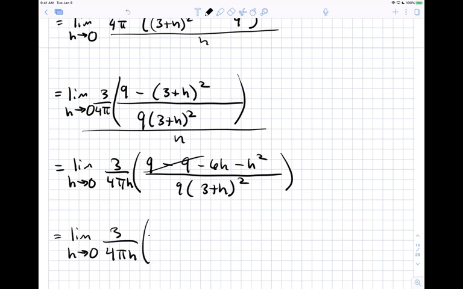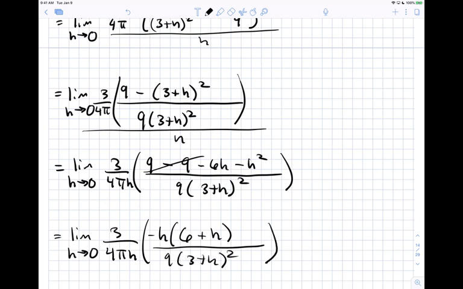Negative h on top. We're going to be left with 6 plus h, I think we're okay. Yeah, 6 plus h divided by 9 times (3 plus h) squared. Okay, I think we're okay.